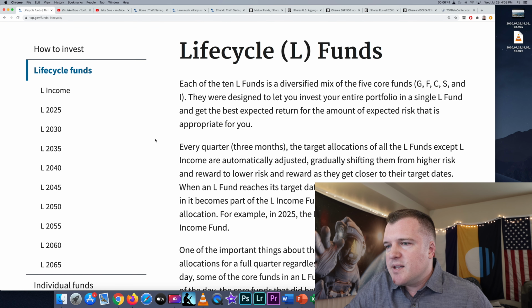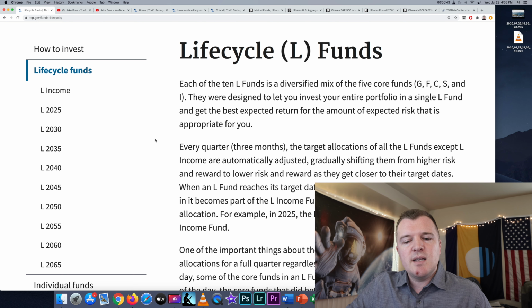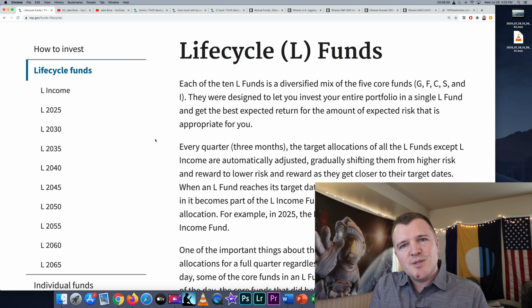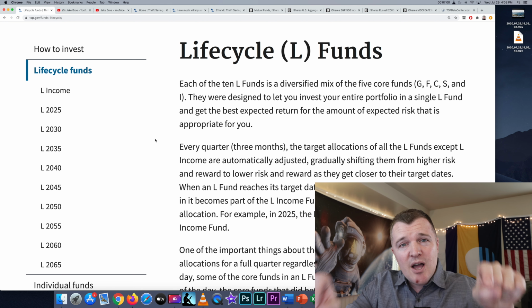The Lifecycle Funds were created basically as a passive form of investment. It kind of gives you, as the contributor to the 401k, the feeling that your money is being actively managed, but it's not actually being managed that well. I've made several videos about the Lifecycle Funds. I will link them down below.